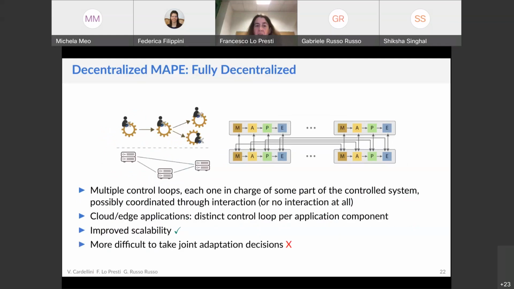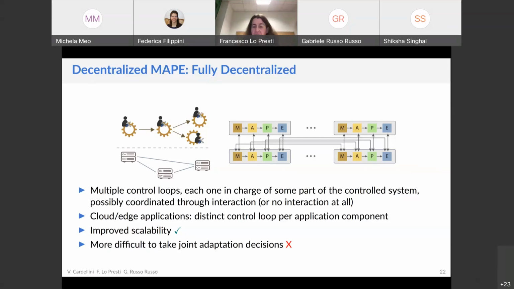At the opposite end of the spectrum of decentralization, you can have a fully decentralized solution where you have multiple control loops, and each control loop is in charge of some part of the controlled system. For example, in cloud and edge applications, you can have a distinct control loop for each application component. This solution in particular improves scalability with respect to the master worker pattern that we have seen in the previous slides, but it becomes more difficult to take joint adaptation decisions.